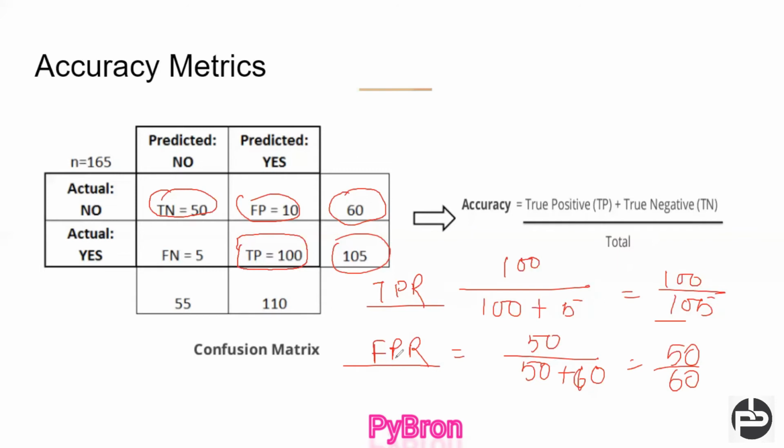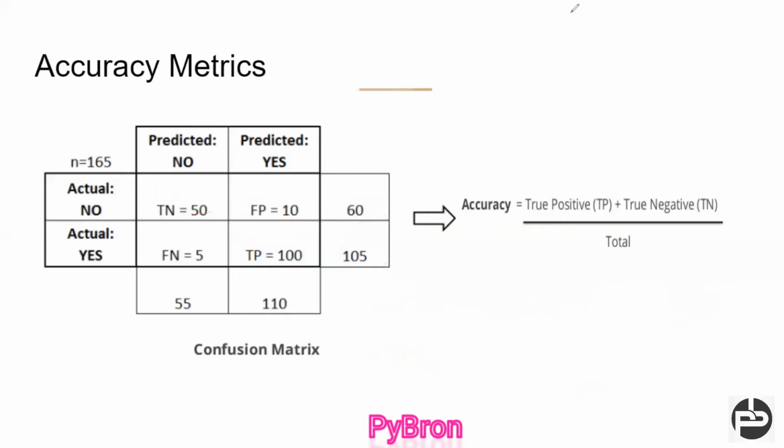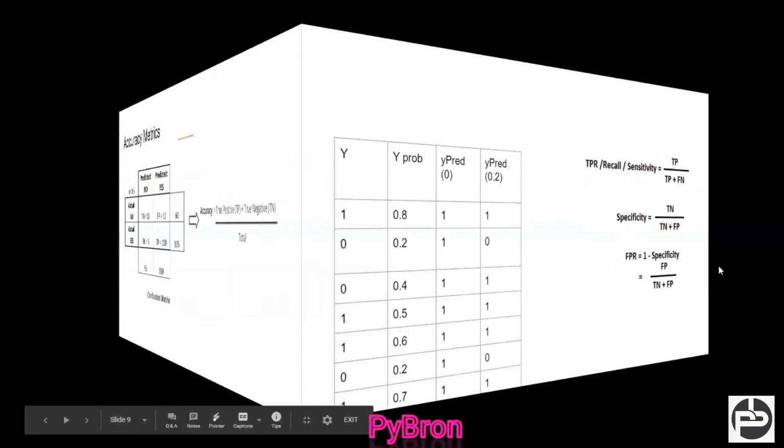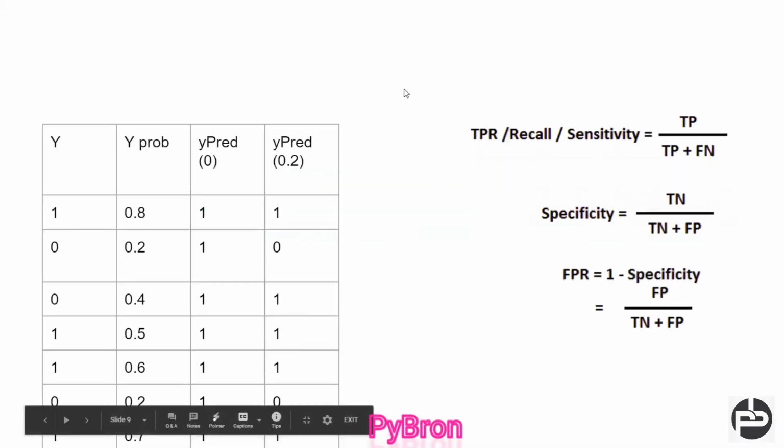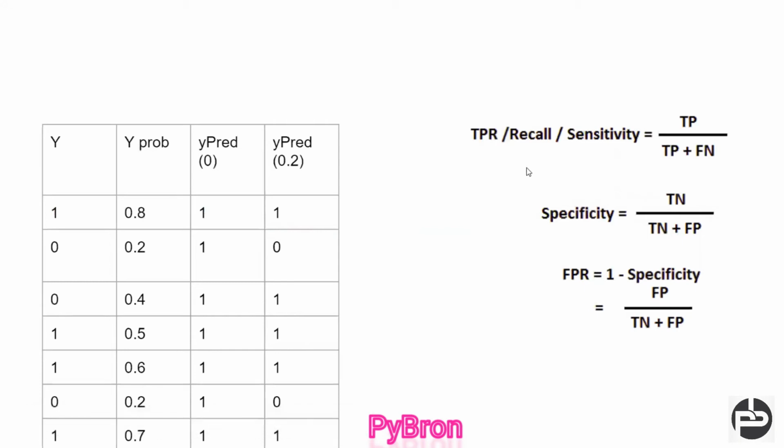Now we are going to plot a curve or graph between this TPR and FPR, meaning true positive rate and false positive rate. That is known as the ROC. Hope you understood this TPR and FPR, right? Now let me clear this diagram and let's come to the next slide. And now we are going to calculate TPR, which is also known as recall or sensitivity.